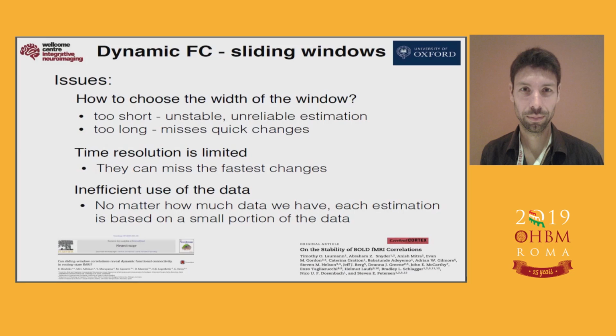First, there's not an obvious way to choose the width of the window. You choose it too short, then you get an unstable, unreliable estimation of the network dynamics with changes that might be spurious or actually a consequence of just noise. If you choose it too long, you miss quick things, obviously. So at the end, time resolution is limited by the size of the window itself, and also by doing things that way, you make an inefficient use of the data, which manifests in these problems with having a noisy estimation.